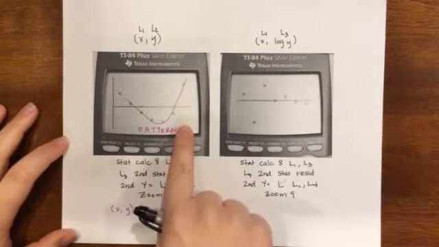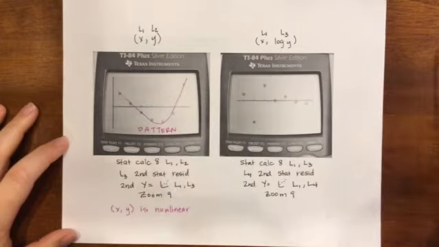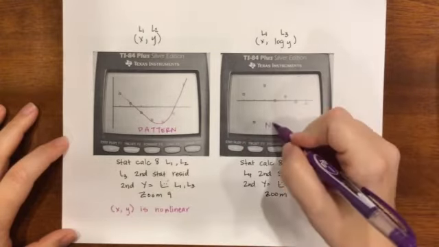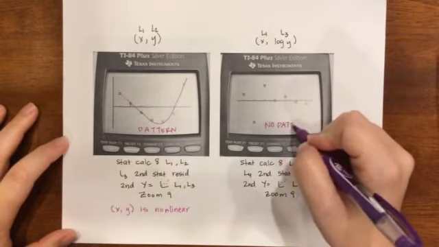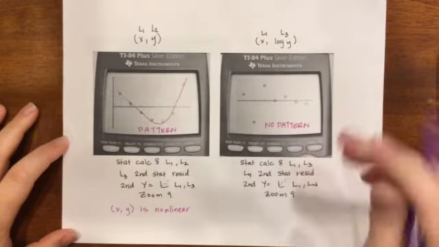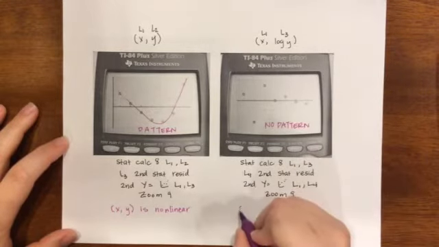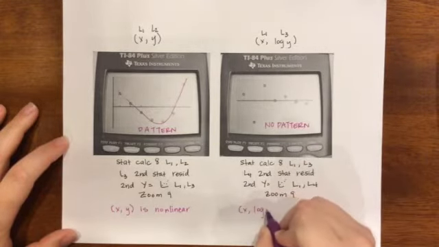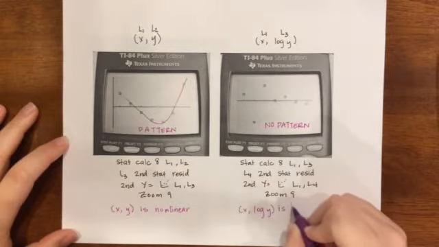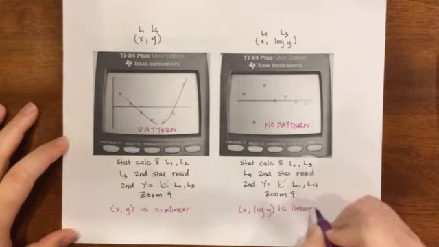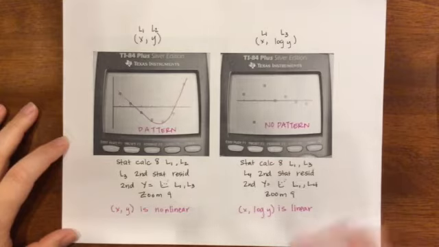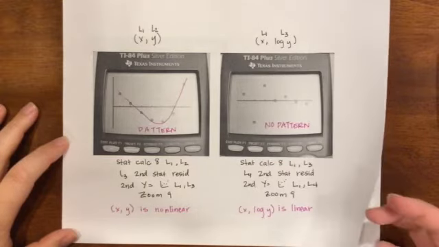Definitely a lot different than this one. I don't see a pattern anymore. So we have no pattern. No pattern is good, because it means that they're not systematically deviating from the line. So x log y is linear. And we'll practice this on the next slide, so don't feel like I went way too fast. We're going to do it one more time.